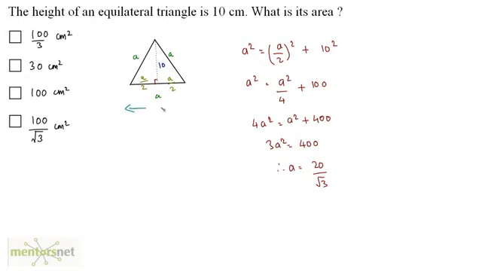So A is the base, we know the height. So area is equal to half into base, A, that's 20 by root 3, into height, that's 10. So half of 20 is 10. So this is basically 100 by root 3 centimeter square. So this is the area, option D.